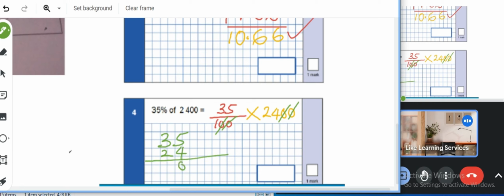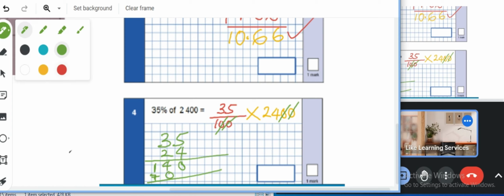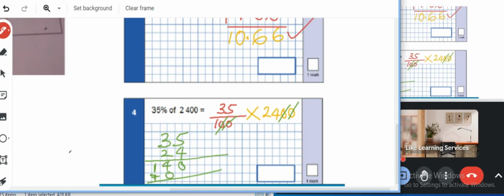4 times 5 is 20, carry 0, 0 carry 2. 4 times 3 is 12 plus the 2, 14. Then 2 times 5 is 10, 0, carry 1. 2 times 3 is 6 plus 1, 7. So 840. Got it. It's actually 840. Is that what you got in your book? That's what I calculated for 35 times 24. 840. Oh, okay, 840. Alright. Can we just see the answer is 840?